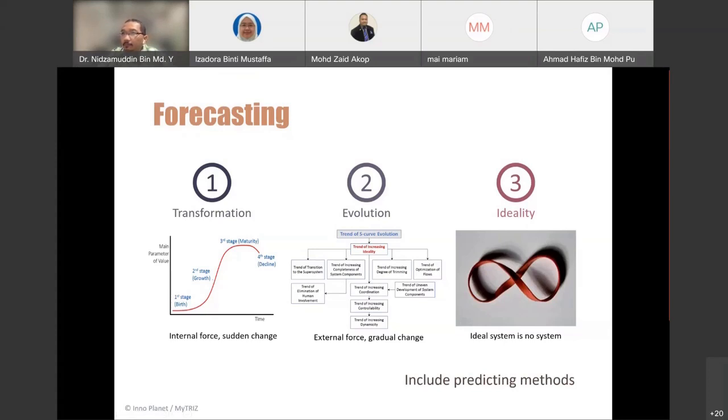And the second forecasting method is the trends, the trends of S-curve evolution. So in these trends, you can see here, there are several trends of evolution. And from here, we can forecast what is the future of the product or the ideas that we currently have. And in these trends or forecasting, we try to achieve ideality. Ideality, in TRIZ terms, means that an ideal system is no system at all. So meaning that you don't have a system, but it functions. We benefit from its functions.